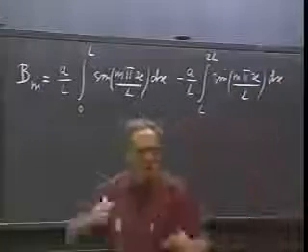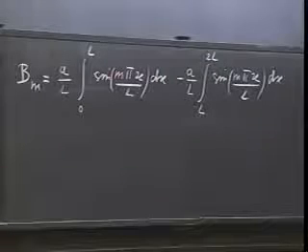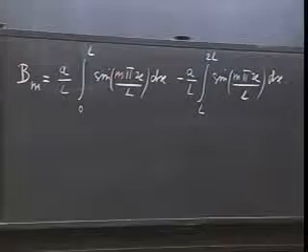So the function comes in two parts. Boy, there are Fourier analyses where the function comes in more than two parts, believe me. This is an easy case. That's why I chose it.